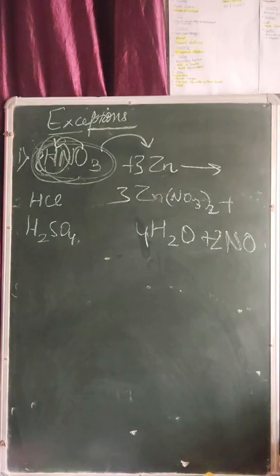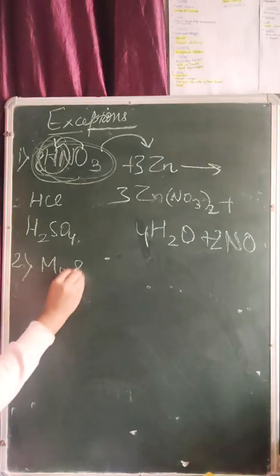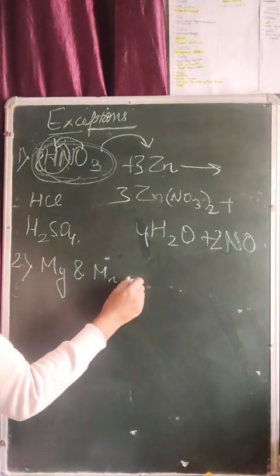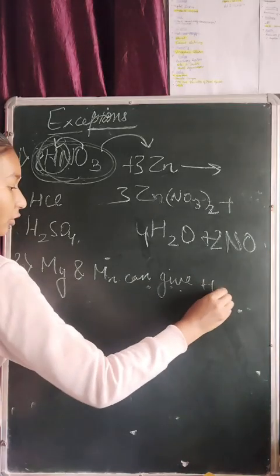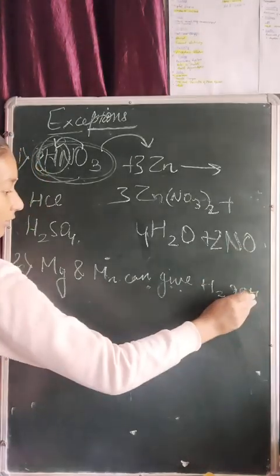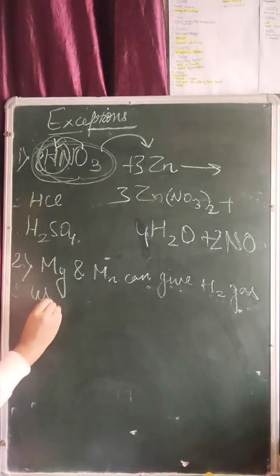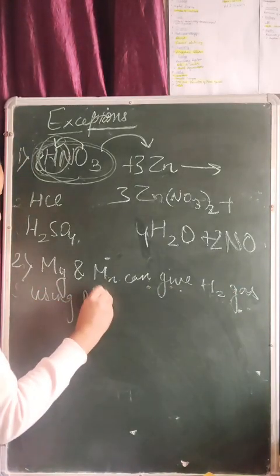But there are metals which on reaction with nitric acid can give hydrogen. The second exception is that magnesium and manganese can give hydrogen gas using nitric acid.